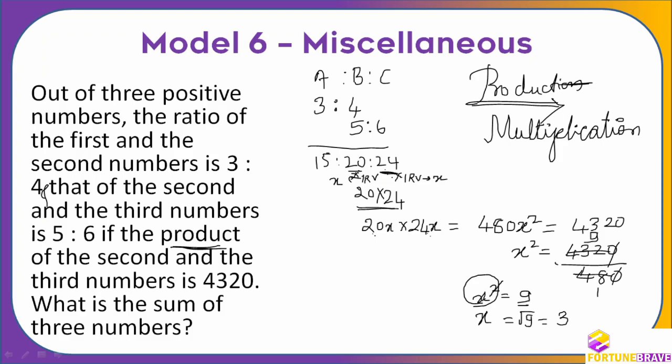Once I see this number 20 into 24, 480, 480 divisible 9, so x square means x is equal to 3 is your answer. So I think that makes it very clear.